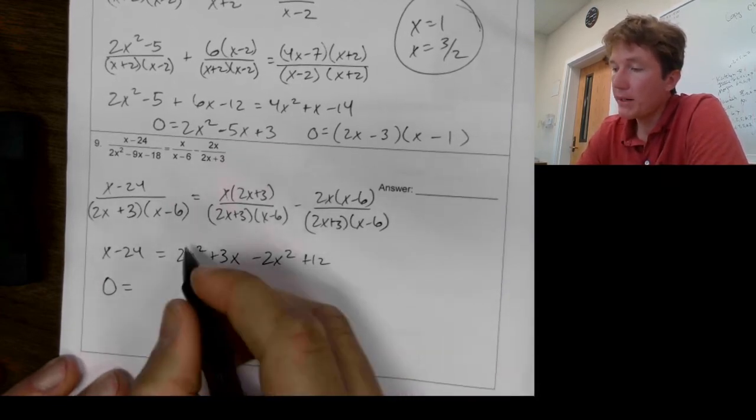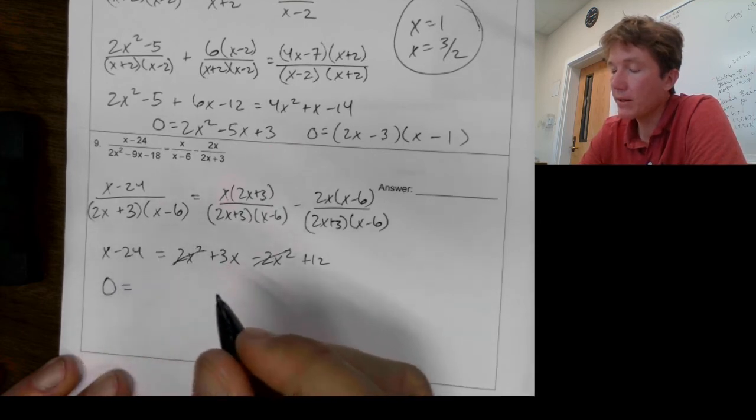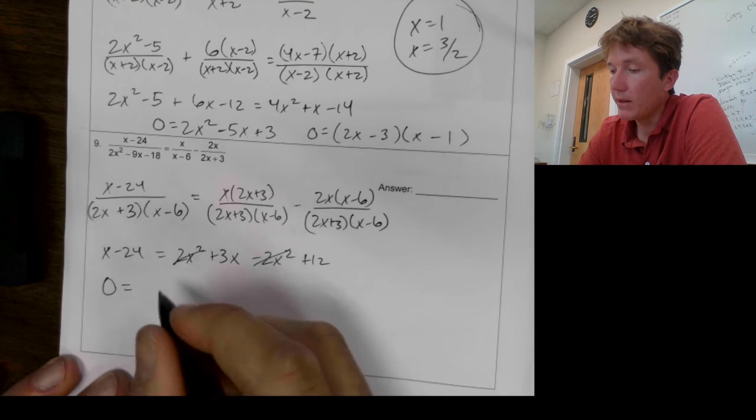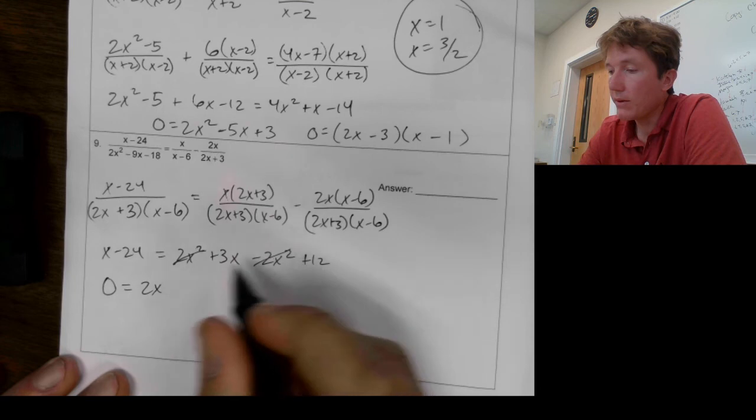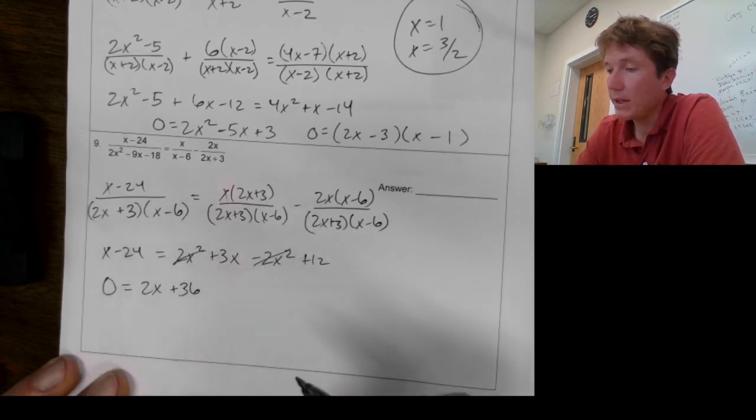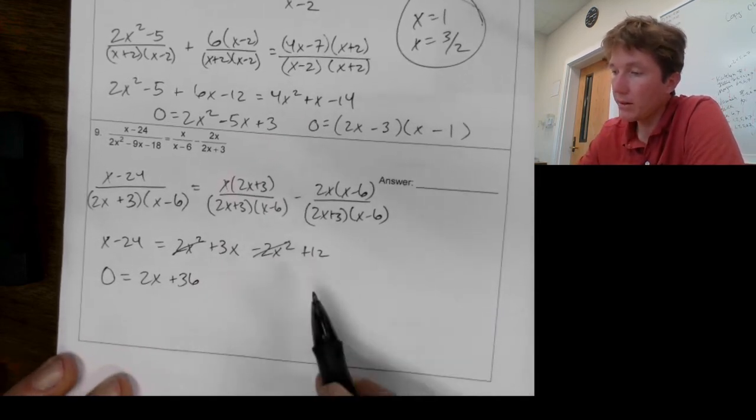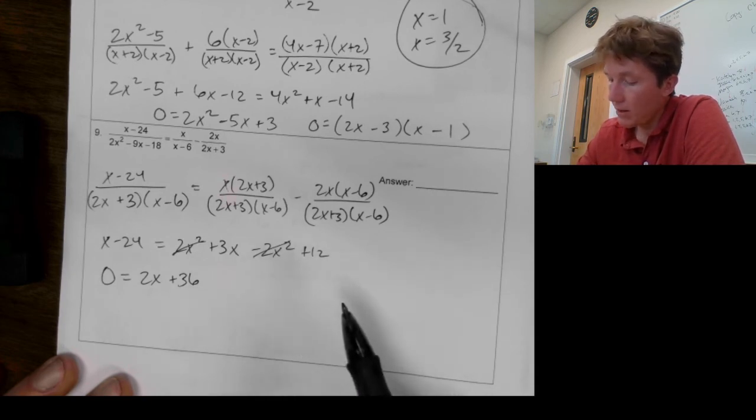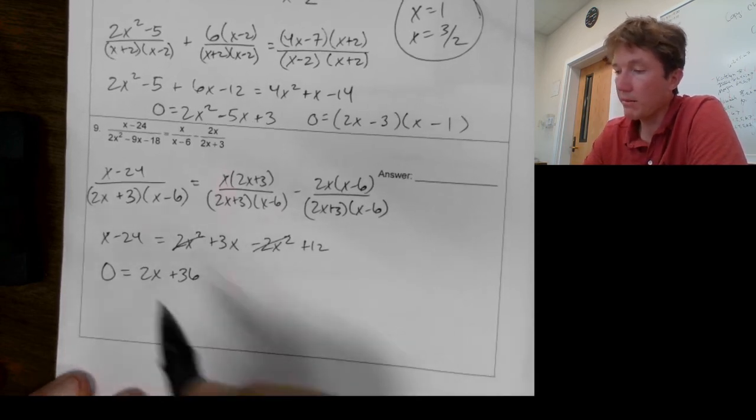So I have 2x squared minus 2x squared, those actually go away. Here's a 3x, subtract x. That's going to give me 2x. And then 12 plus 24 is 36. Looks like this is actually just a linear equation. Let me check my math really fast here. Yeah, that looks right. When I did this earlier, I messed up my math somehow, but it's looking better now.